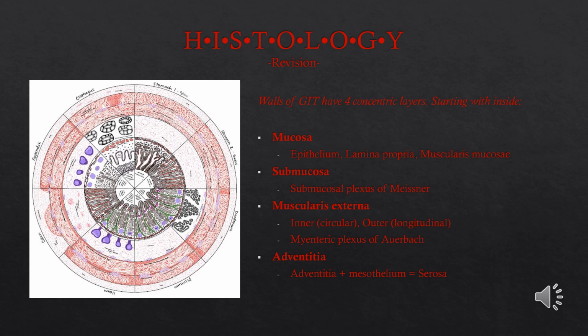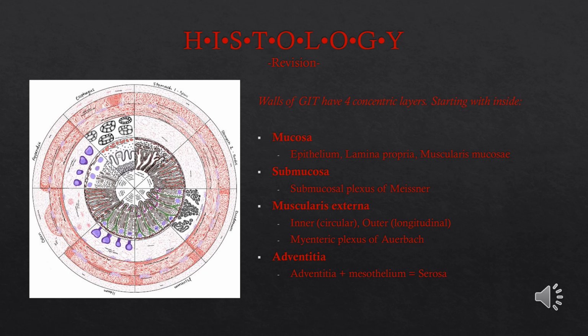The two muscle layers of the muscularis layer are the inner circular layer and the outer longitudinal layer. Contraction of the inner layer causes constriction of the lumen so that the lumen becomes smaller, and contraction of the external layer makes the lumen shorter.